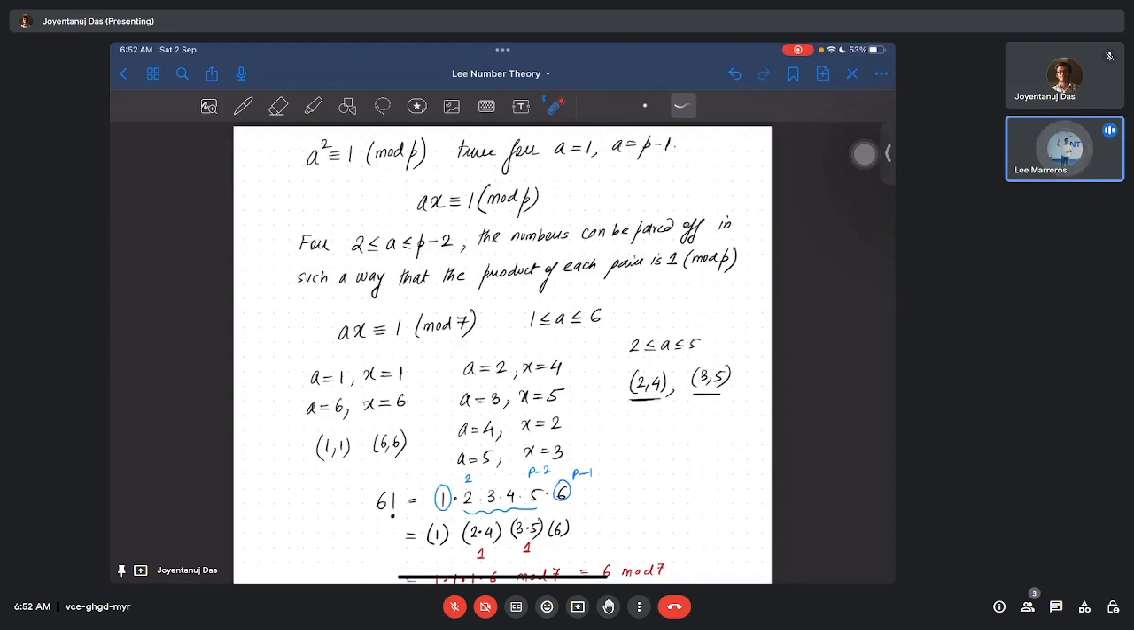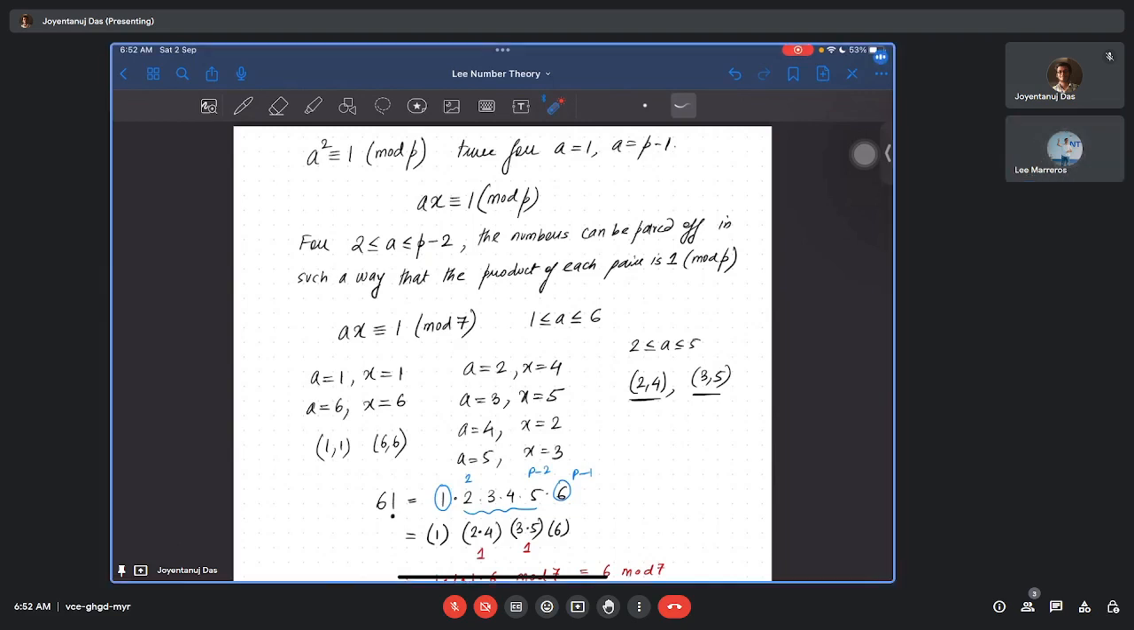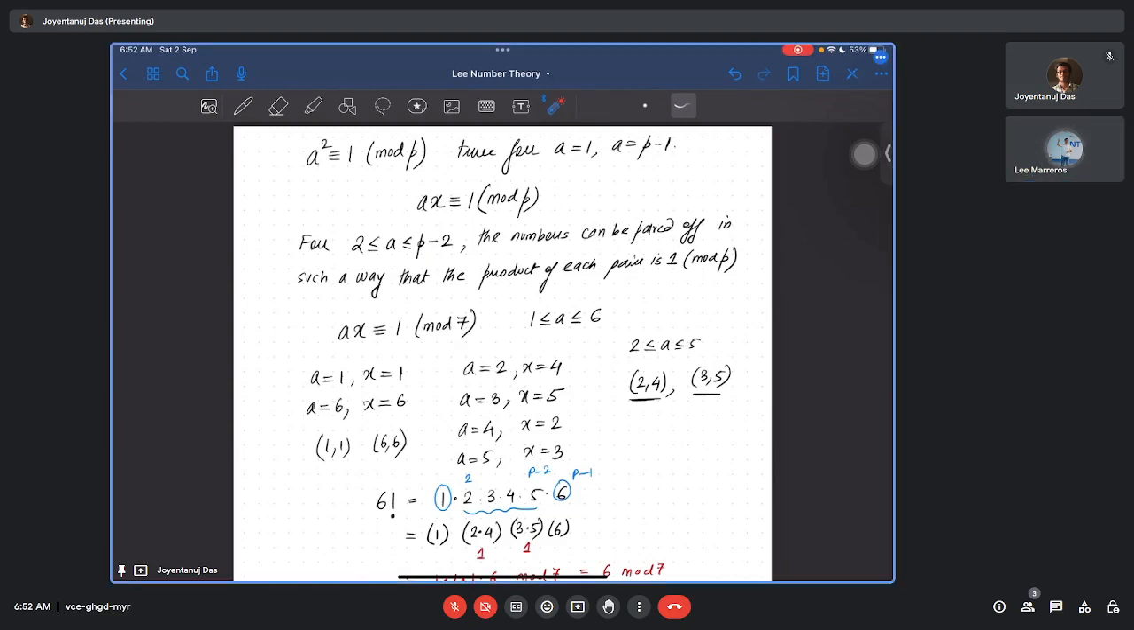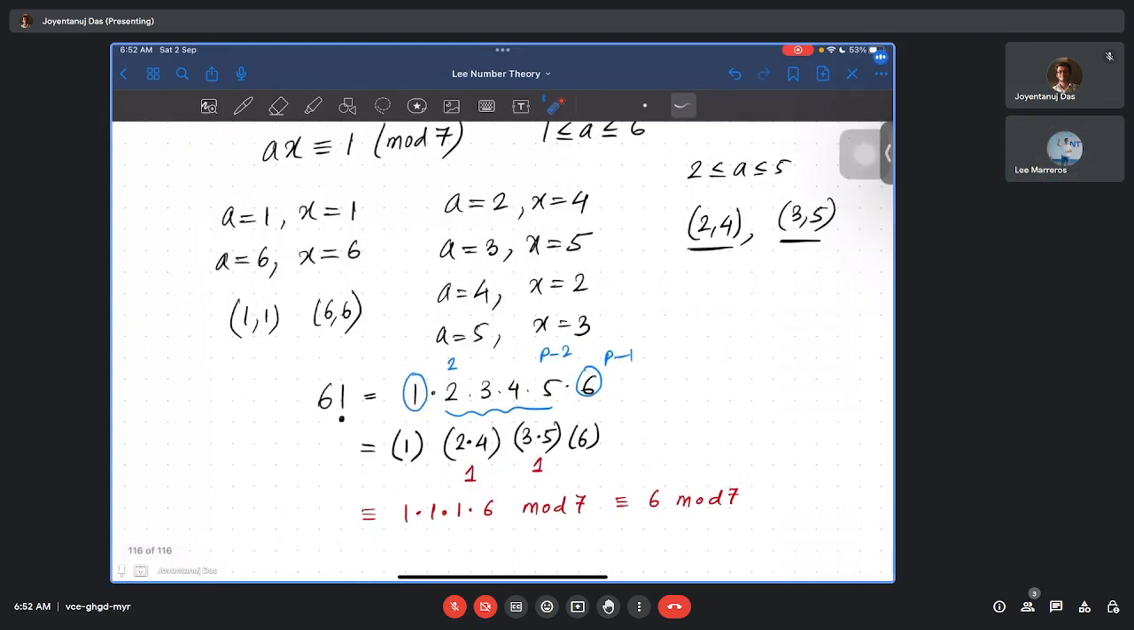So when you say the numbers can be paired off in such a way that the product of each pair is 1 mod p, is that part of the theorem? No, this is part of the proof, right? Fine. So after this, then only one line is left.